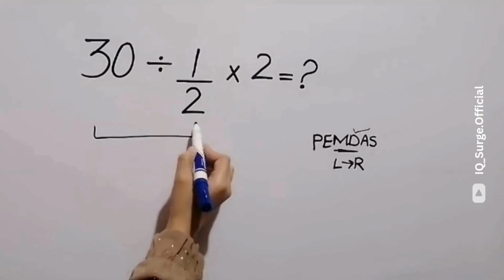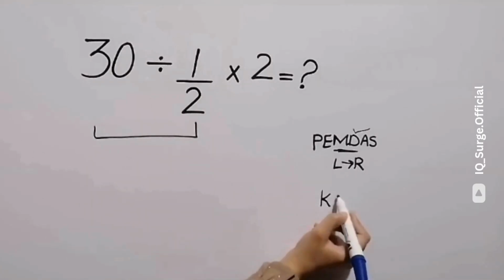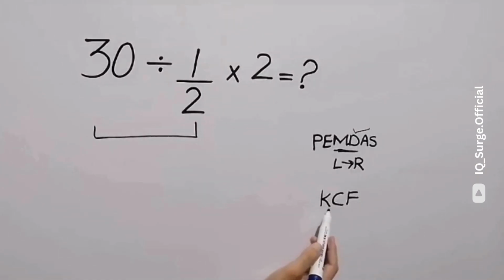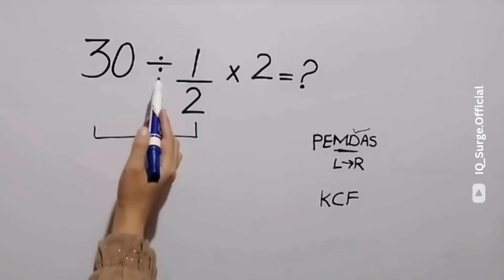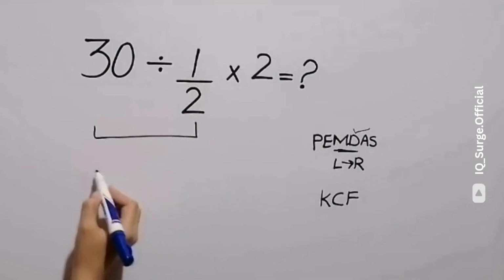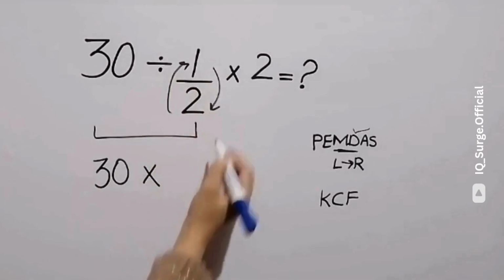30 divided by 1 over 2. And to divide by a fraction, we use the KCF rule. K stands for keep. C stands for change. F stands for flip. Change the division sign to multiplication. Flip the second fraction. Now the expression becomes 30 times 2 times 2.